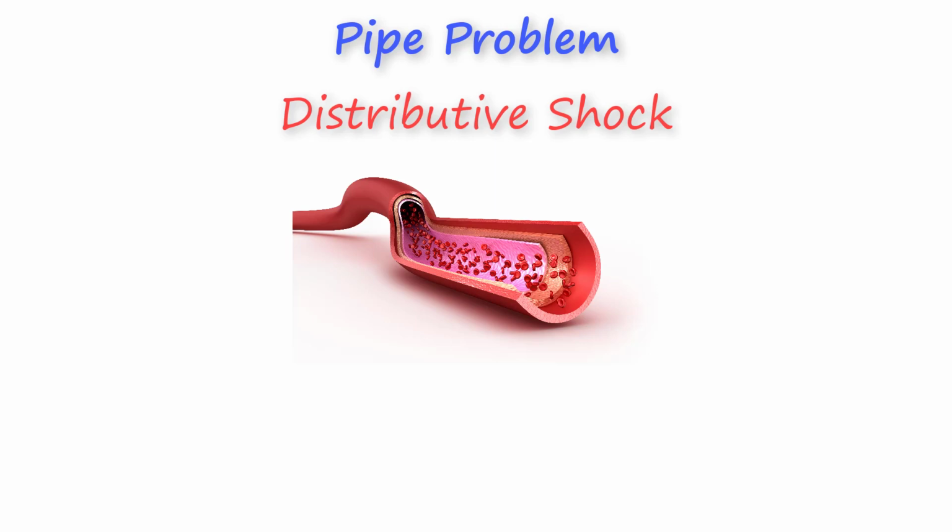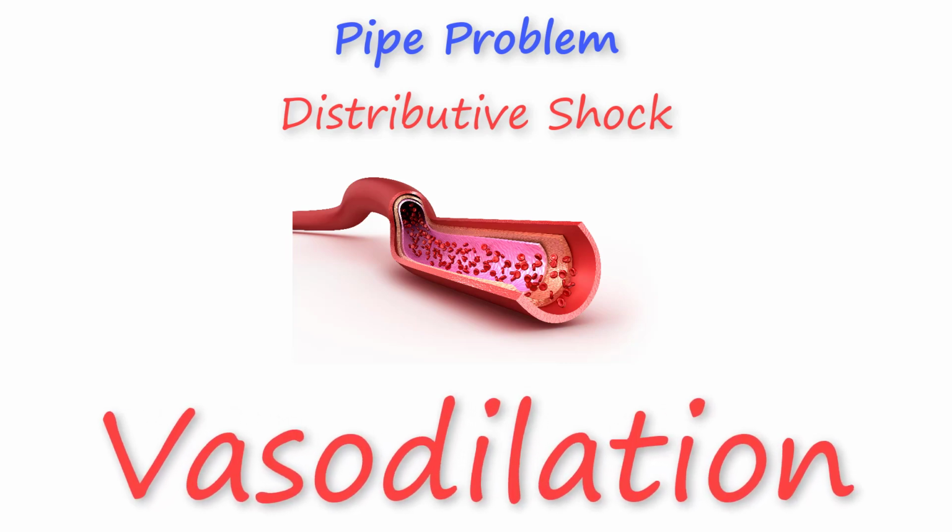The third category of shock that we're going to cover is distributive shock. Now, all of these shocks are pipe problems. The problem is vasodilation. The pipes are too big to maintain a blood pressure capable of perfusing throughout the body.